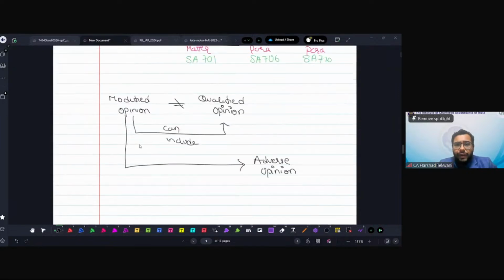Yes. So when I say modified opinion, modified includes qualified opinion. Again, beyond modified opinion, basically we say we disclaim. So we will also come and understand modified opinion as part of your audit report.